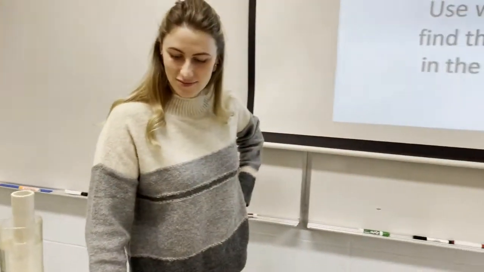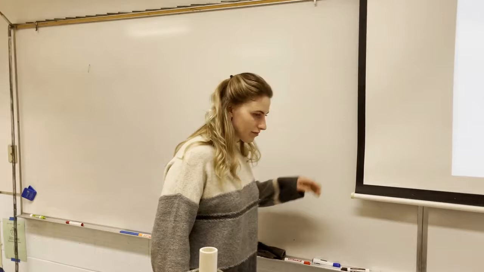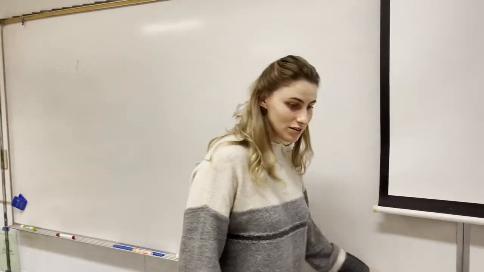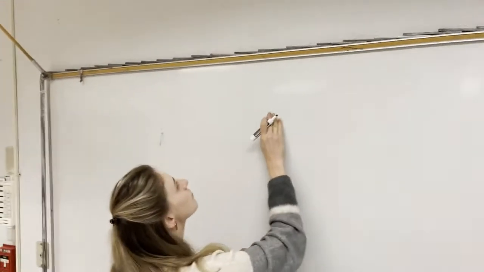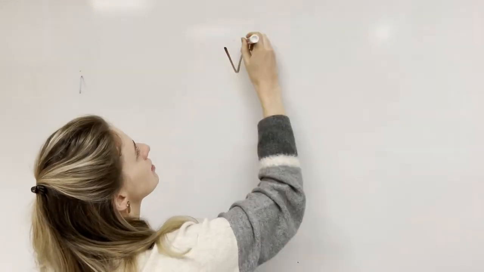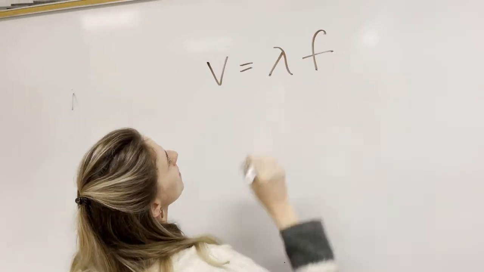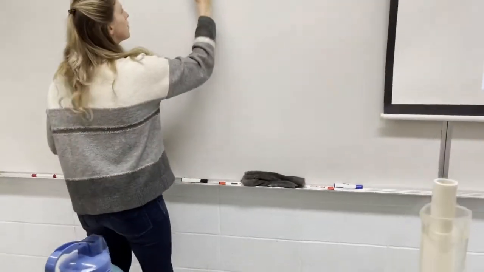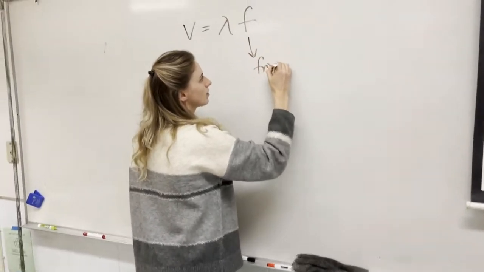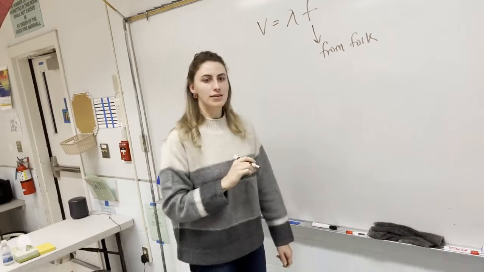But what's that basic thing about the speed of sound, the velocity of sound? What's that equation? We know that velocity equals the wavelength times the frequency. And we can get the frequencies. It's stamped on the tuning fork. So this is from the fork. And then what about the wavelength?